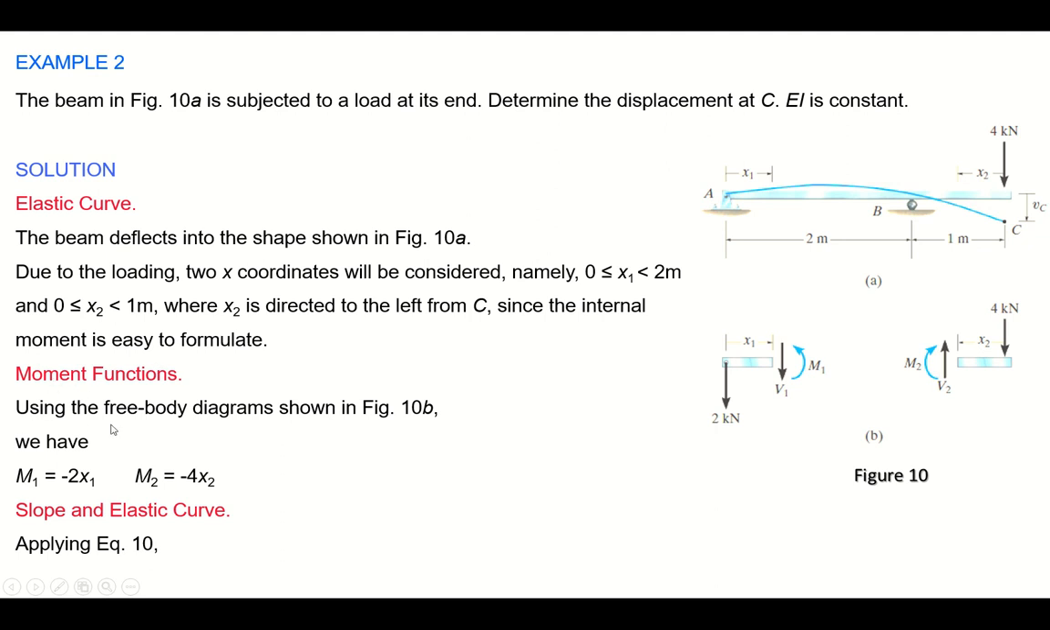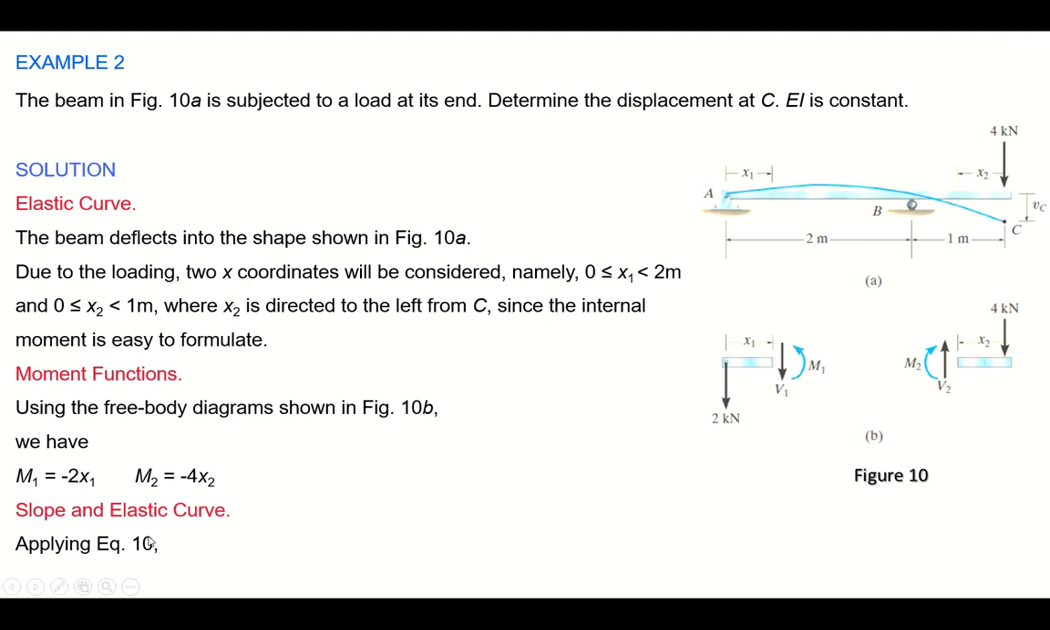Now finding the moment functions using the free body diagram for x1. First, for this 4 kilonewton load we have to find the reactions. So the reaction is 2 kilonewton downward at support A, and there will be a 6 kilonewton upward force at support B, right? So using the free body diagram, just take a section at x1, and the moment will be minus 2 into x1, right? Similarly, take a section at x2, and the moment will be minus 4 into x2. But why is it so? Because the resulting moment will be in the downward direction in both the cases.